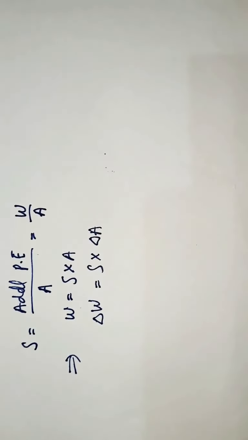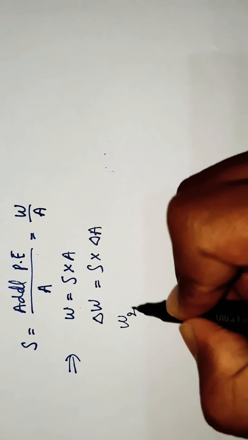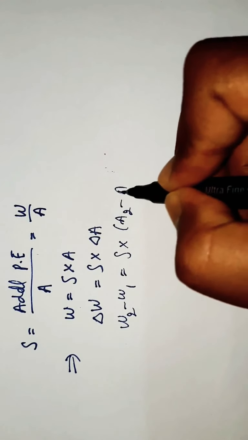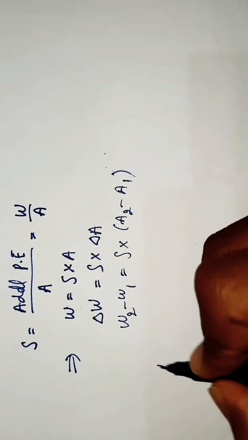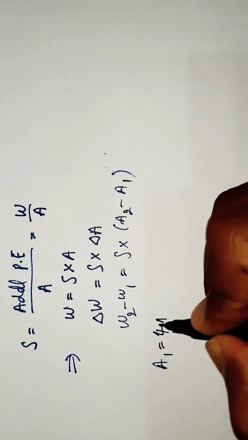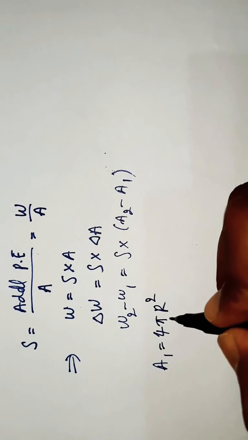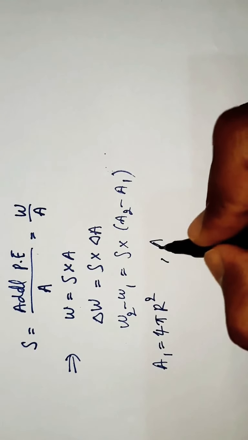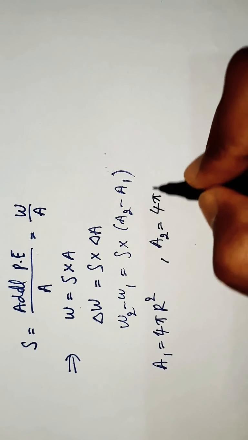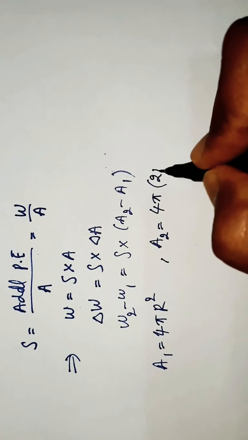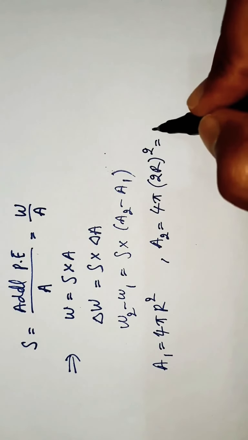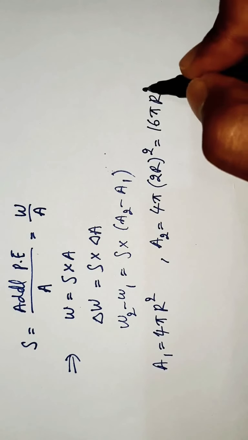So here W2 minus W1 is equal to s into A2 minus A1. Here A1 is equal to 4 pi r square, the radius of the first bubble is r, but A2 is equal to 4 pi, here r is 2r square. So 2 to the 4, 4 fours are 16 pi r square.